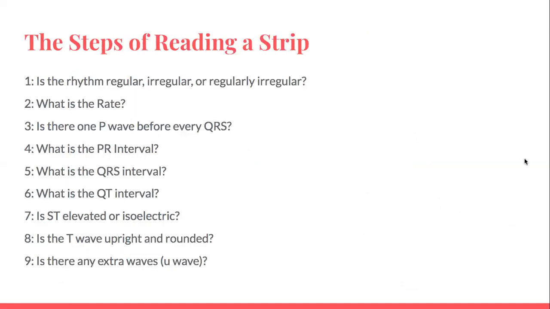So now on to the steps of reading a rhythm strip. So the first thing we want to look at is the rhythm regular, irregular, or regularly irregular, which means that it's irregular, but the irregularity has a pattern to it. After we determine that, we look at what is the rate. Then we look at, is there one P wave for every QRS complex? What is the PR interval? Then we measure the QRS interval. Then we measure the QT interval. Then we look at the ST segment to see if it's elevated or isoelectric. Then we look at the T wave to see if it's upright and rounded. And then we look for any extra waves like that U wave.